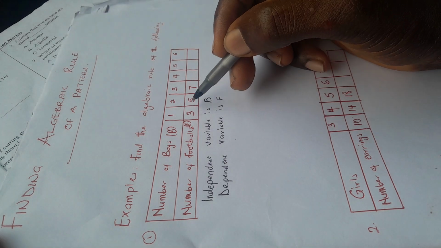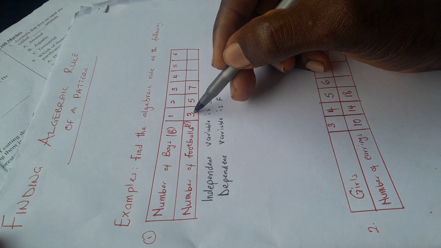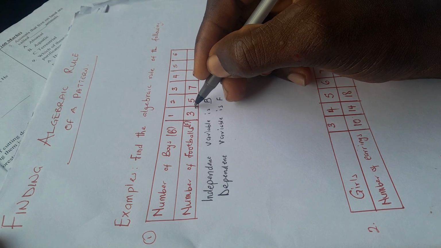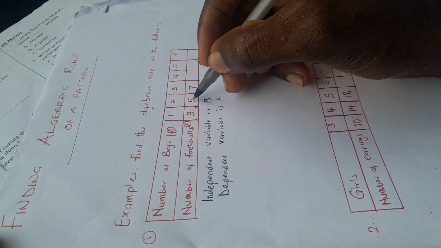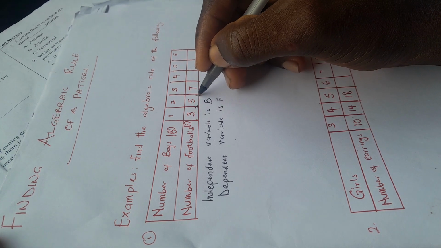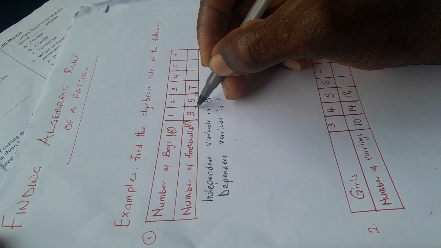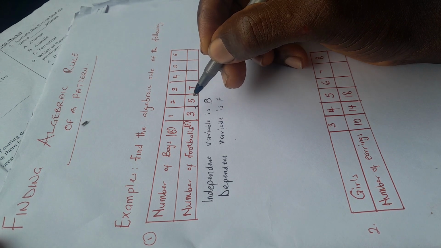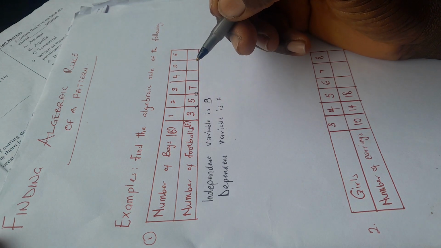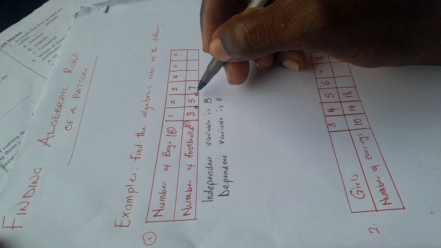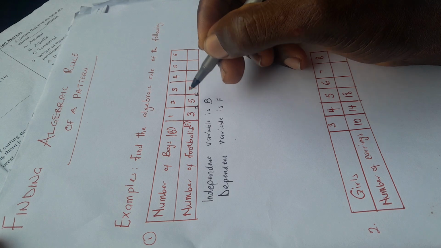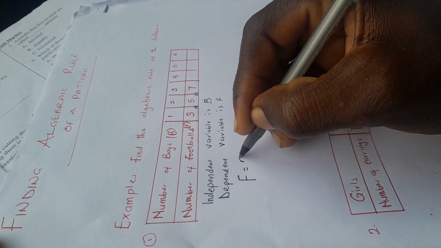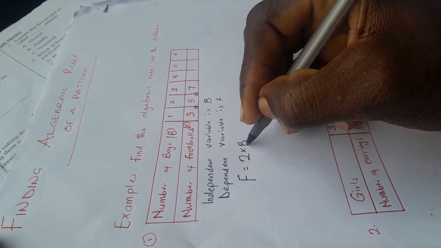If we consider 3 and 5, 3 plus 2 gives 5. So the rule here is to add 2. So 3 plus 2 gives 5, then 5 plus 2 gives 7. So the constant difference between the dependent variable values is 2. So we will equate the dependent variable, which is F, to the product of the difference and the independent variable. So we get F equal to 2 times B.